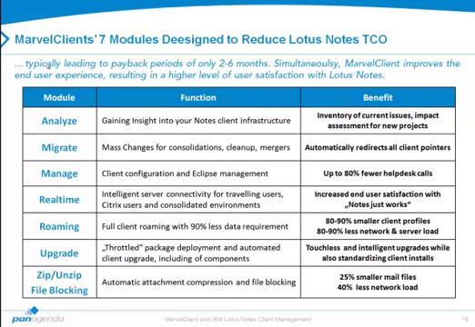MarvelClient is made up of 7 different modules, and it's up to you to pick and choose whichever ones you need to manage your environment. We have the Analyze module, which helps you understand your Notes infrastructure, which is what we just saw. The Migrate module helps you do mass changes for consolidations, cleanups, mergers, things like that. The Manage module can help you configure your particular Notes client in exactly the way that you want and then enforce that configuration, including Eclipse pieces. Our Real-Time module gives you intelligent server connectivity specifically for traveling users, Citrix users, and global environments. MarvelClient Roaming allows you to intelligently roam your users with up to 90% less data and network traffic. Our Upgrade module allows you to do touchless and intelligent upgrades of both the Notes client, same-time embedded pieces, or anything in between. And lastly, our Zip, Unzip, and File Blocking module allows you to save a significant amount of network traffic and disk space.